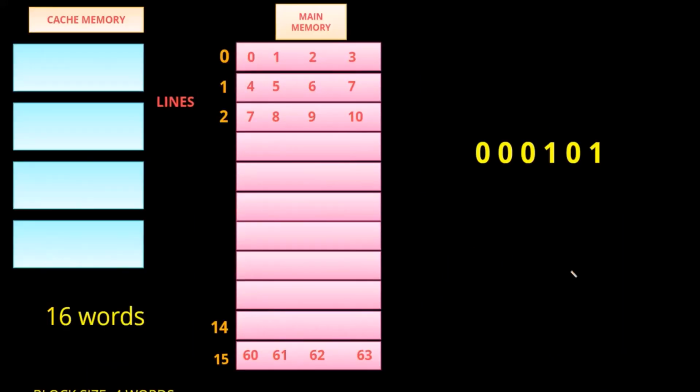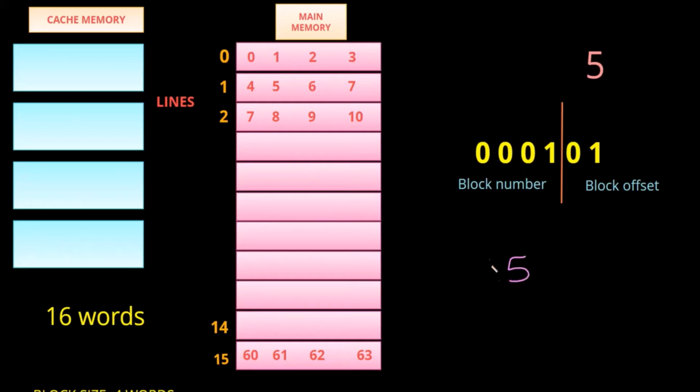Now let's assume that the CPU has sent these 6 bits. So what word will be fetched from the main memory? Let's see how it happens. It first divides into 2 parts. The first part is called the block number, and the second part is called the block offset. This bit denotes number 5. How does it denote the number 5?